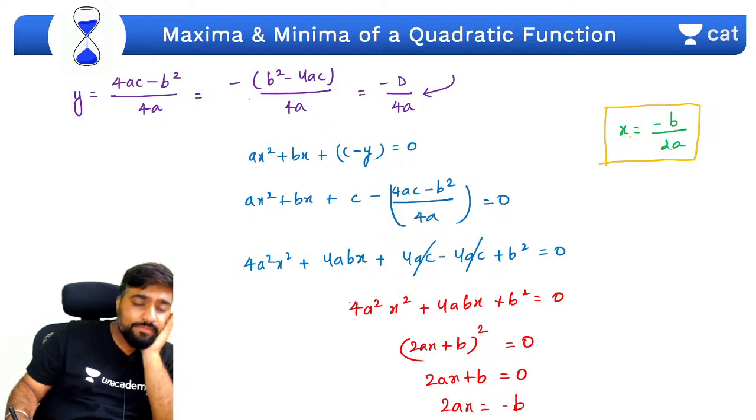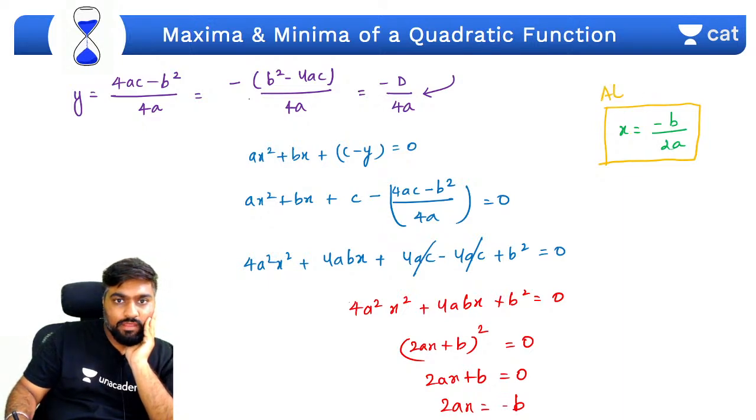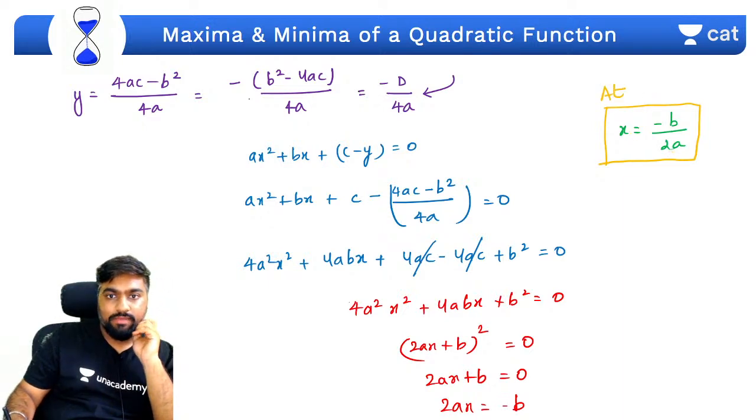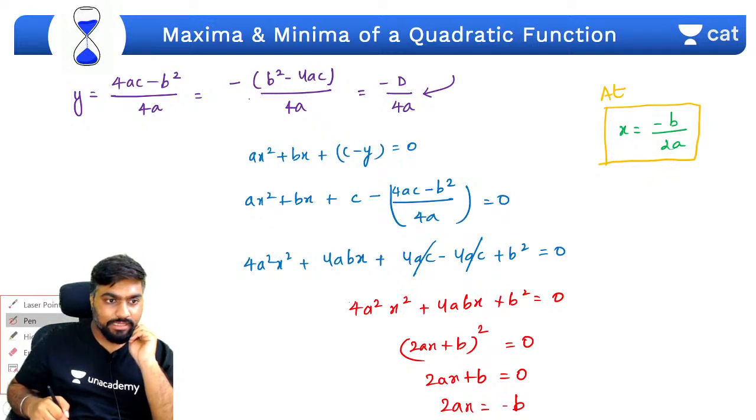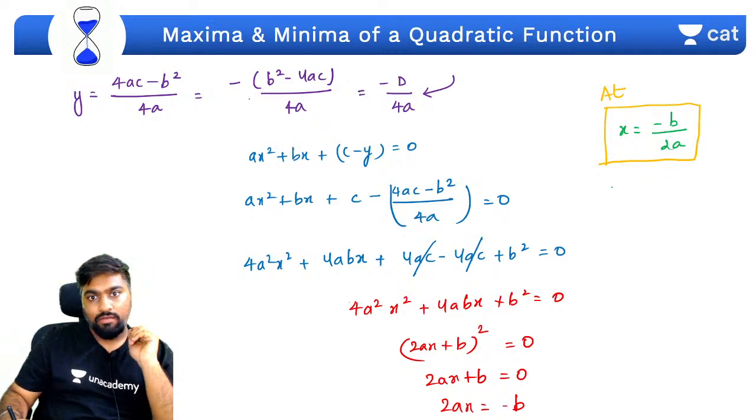Did you understand this? At x equal to minus b by 2a, y will be equal to 4ac minus b square by 4a.